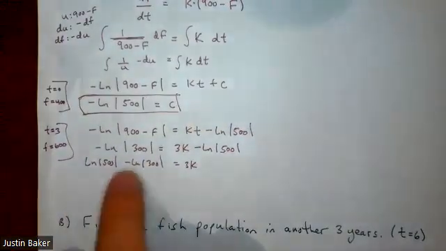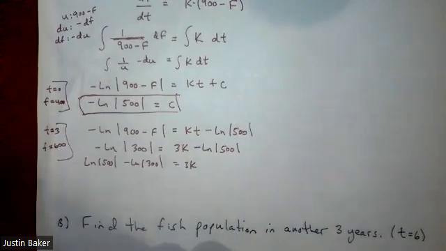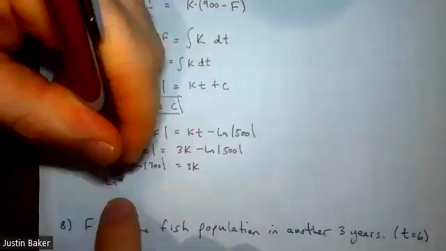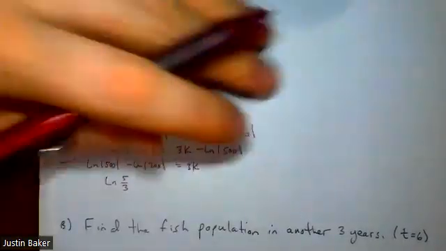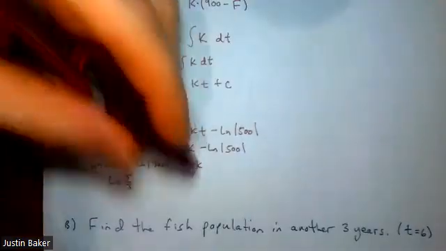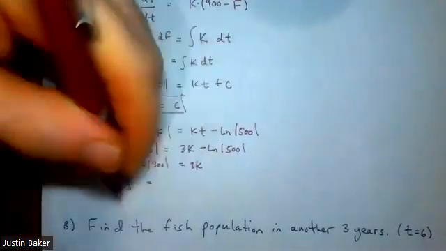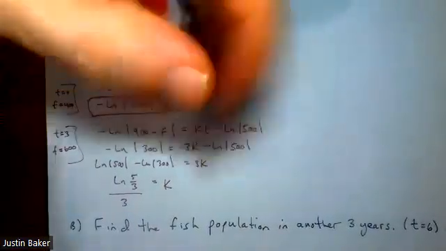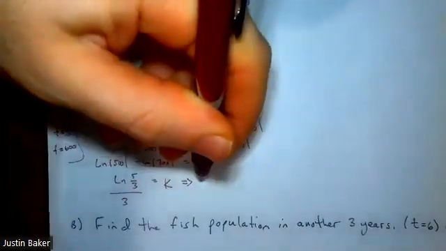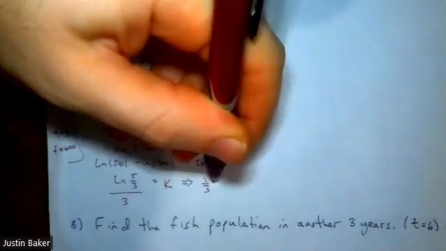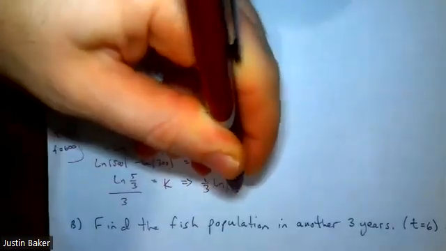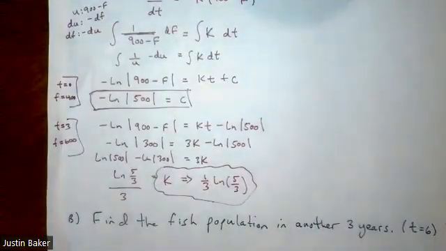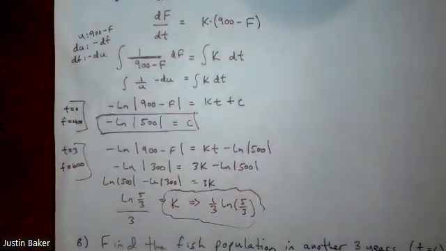Okay, so you need to know some logarithm properties here. When you subtract logarithms, you're really dividing them. So this is 500 divided by 300. So that's natural log of 5/3 is equal to 3k. And then I'm going to divide both sides by 3, and that's our K value. And then I'm going to write that as K being equal to 1/3 natural log 5/3. So we'll circle that one. Okay, does anybody have any questions on how I have found C and found K?